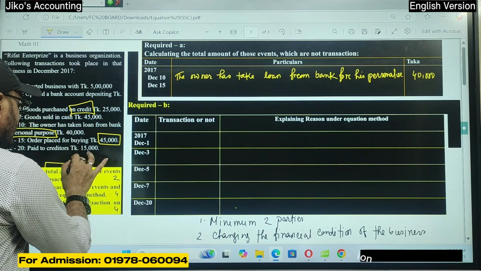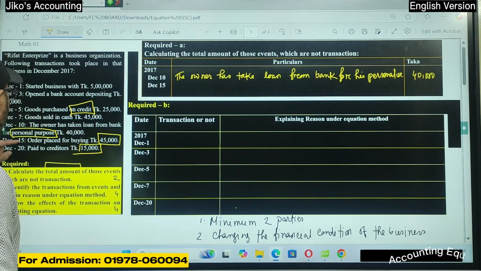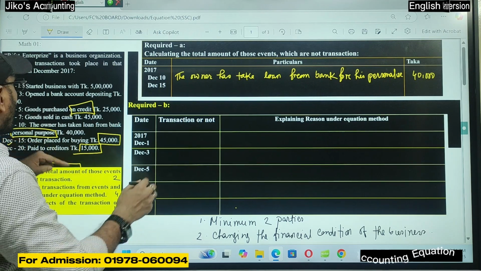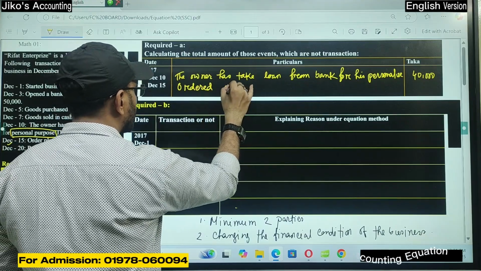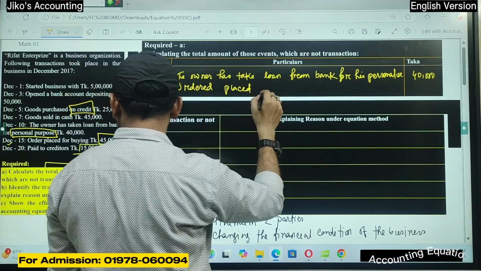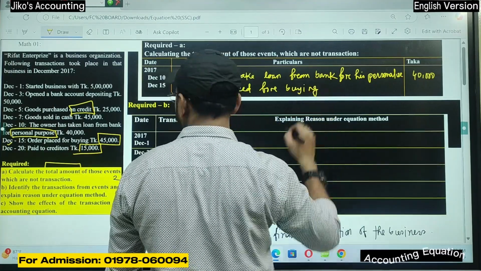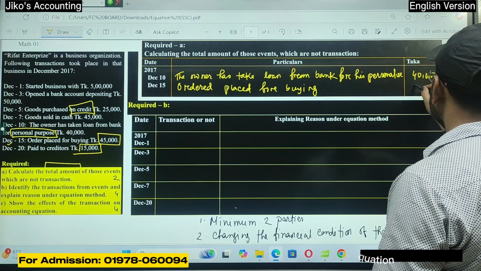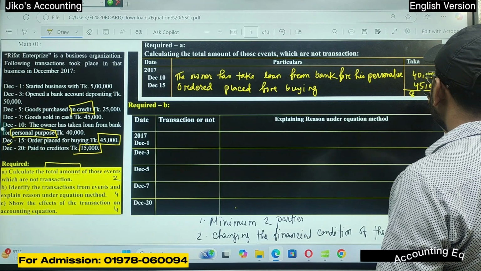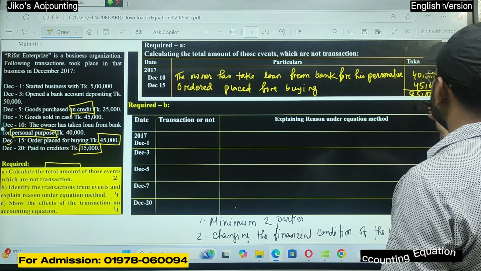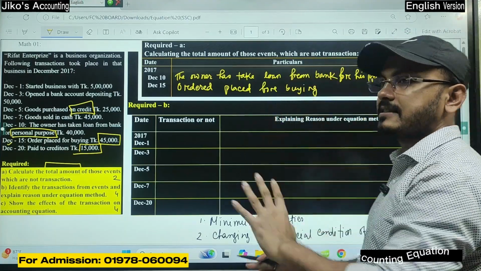Paid to the creditors, basically it indicates the reduction of the cash of the business. That's why it's a transaction. So what are the non-cash transactions? Order placed for buying. You should write down this one. And what is our amount here? 45,000. Now you have to add these two. What is our total amount? 85,000. Is it clear? Then you have to close this one. The first requirement is done.